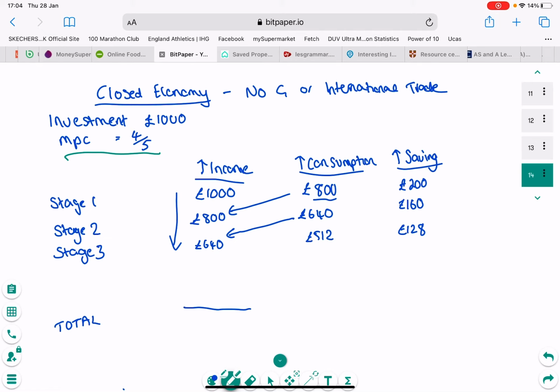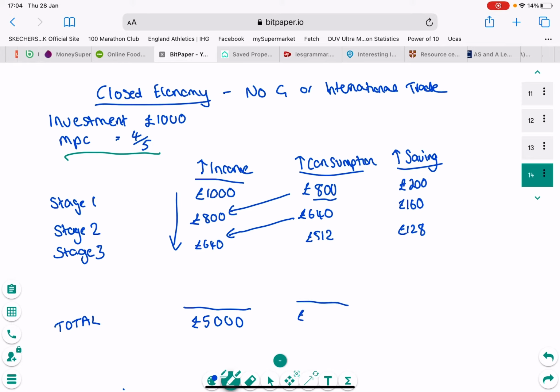So if you were to do this mathematically as a sequence, what you would find is that the sum of all the terms in the sequence is 5,000. So we go 1,000, 800, 640, and then 512, 400 and something, etc. If we were to add all of those together, our national income has increased by 5,000. So we've got an increase in investment of 1,000, national income has increased by 5,000.